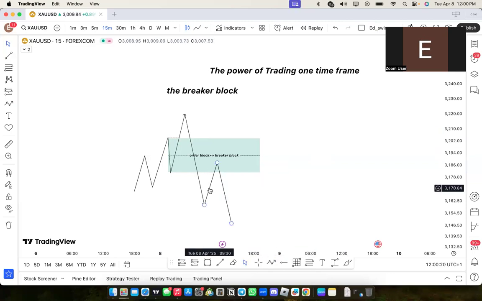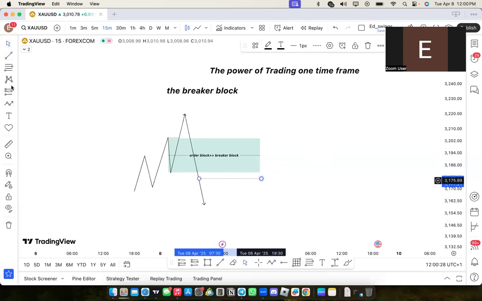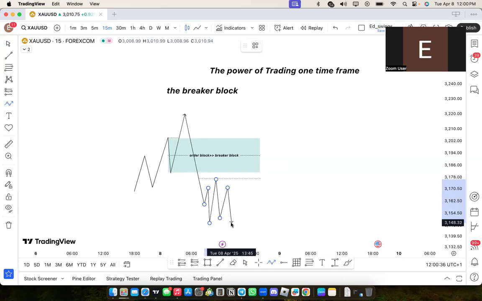So right now we have our breaker block, right? What I would love to see, I would love to see an inducement just after that breaker block has been formed. I love to see an inducement, right? Price may play around, right? I love to see an inducement. Then when price comes here, once price takes out this inducement and does not tap into the breaker block, and then takes out this external range liquidity, right?